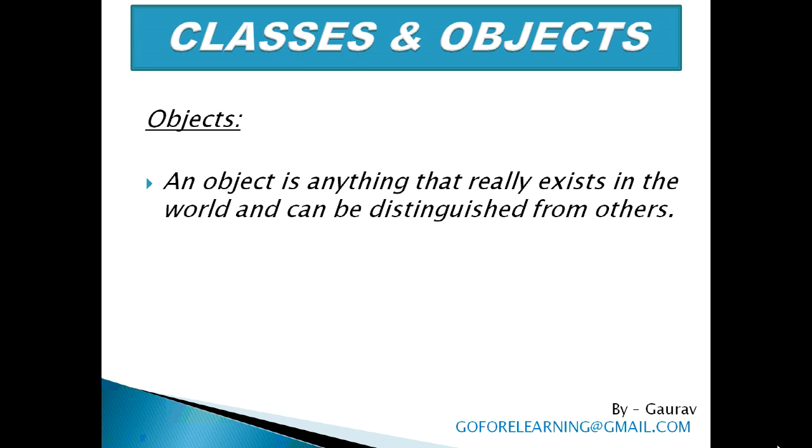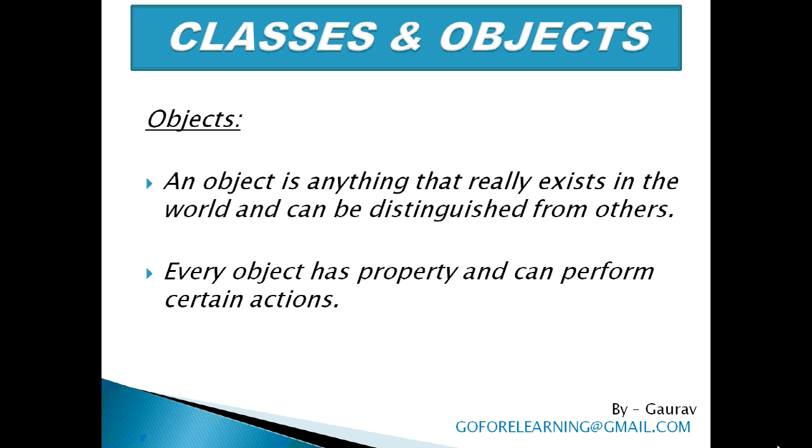An object is anything that really exists in the world and can be distinguished from others. For example, a table, a dog, a person, etc. Everything will come under objects. Then, what is not an object? If something does not really exist, then it is not an object. For example, our thoughts, imagination, plans, ideas, etc. are not objects because they do not physically exist.